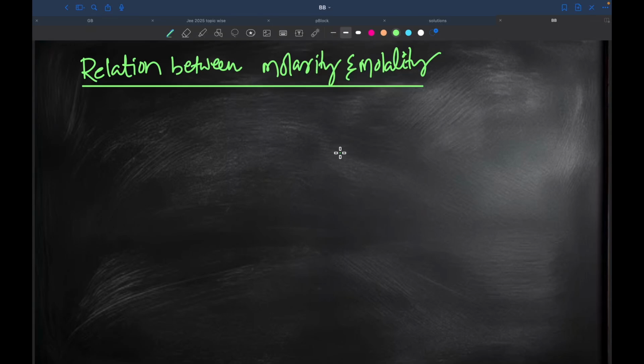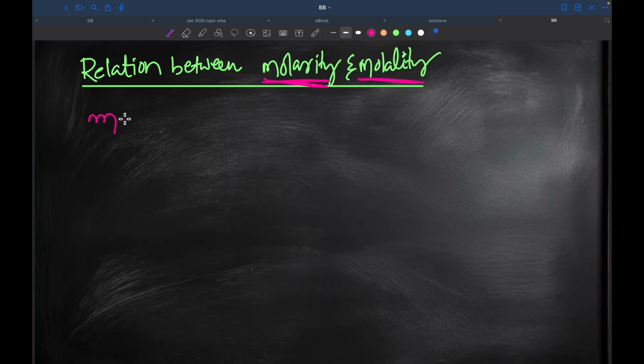So let us establish the relation between molarity and molality. Nowadays these questions are simply asked many times, right? It is easy, but you should remember what is common in it. So first of all, we'll write the formula for both molarity and molality.